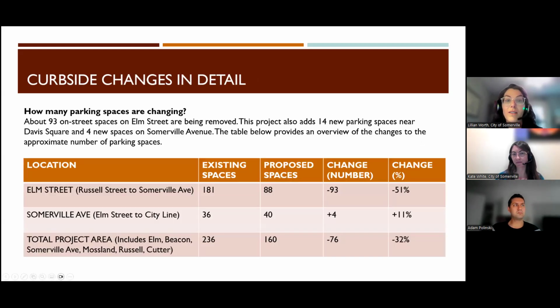As we developed the concept design, we took an inventory of the existing parking spaces in the area, and we wanted to be really clear about what was changing. The table on this slide shows the approximate number of spaces changing on Elm Street, on Somerville Ave, and overall in the entire project area, which includes some of the other streets. On Elm Street, 93 spaces will be removed, which is about half of the existing number. Our Somerville Ave proposal will actually add spaces overall, and due to the addition of the new spaces on Somerville Ave, as well as Russell Street, Cutter Ave, and a couple on Mossland, the total parking loss over the entire project area is 76 spaces, which is about 32%.